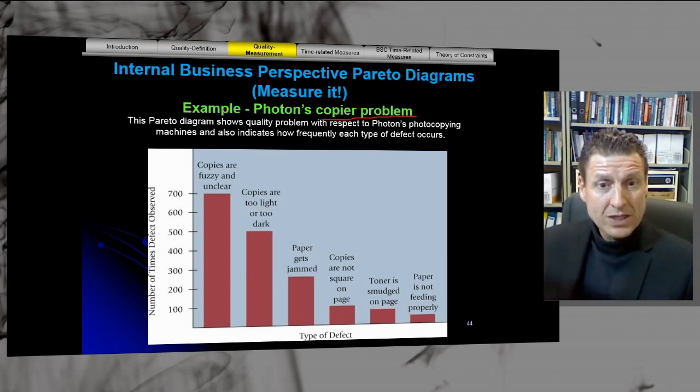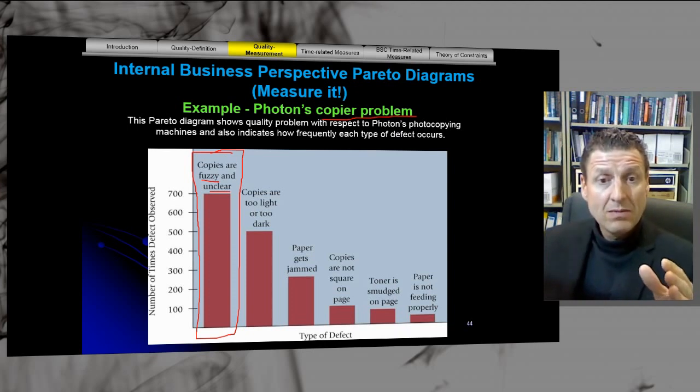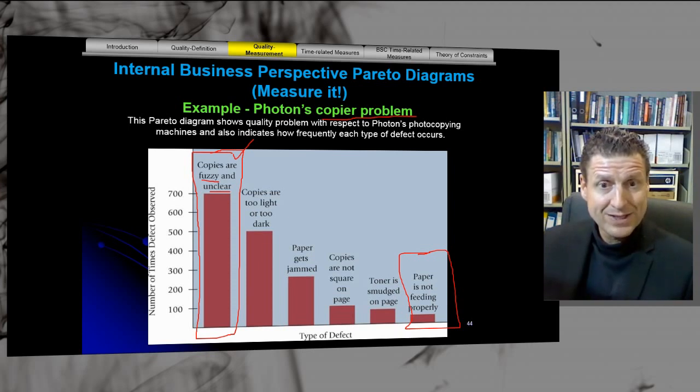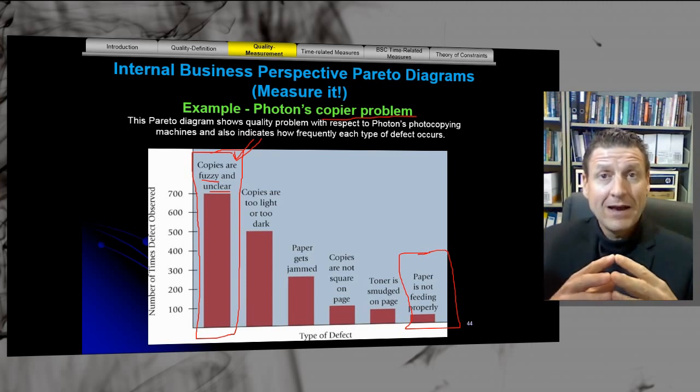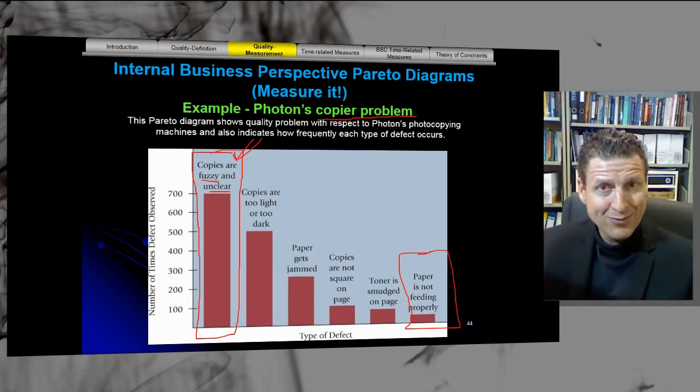The 20% may be down here, and that is copies are fuzzy and unclear. This is the number one problem you may want to focus on and devote resources to, rather than focusing on problems down here as a reason for the defect, because this is going to give you more bang for the buck when you correct this problem, assuming you have limited resources and cannot correct all of the problems at once.